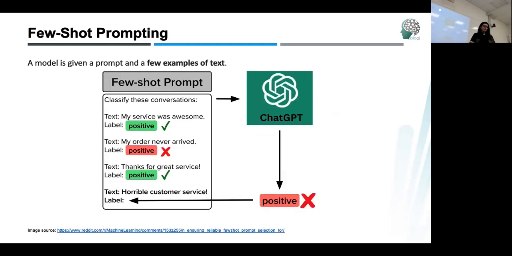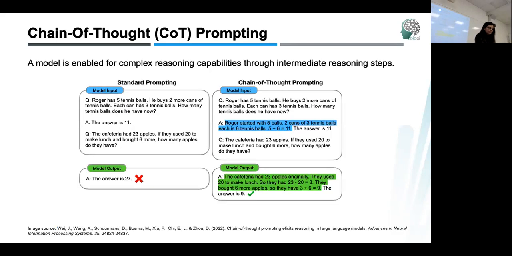Then comes few shot, in which, for example, a model is given a prompt with a few examples. Rohit just had a little talk about it. For example, my service was awesome, positive. My order never arrived, negative. Thanks for the great service, positive. And then you have to predict horrible customer service, which is negative. So based on the context it learned from the previous examples, it is going to label the last one.